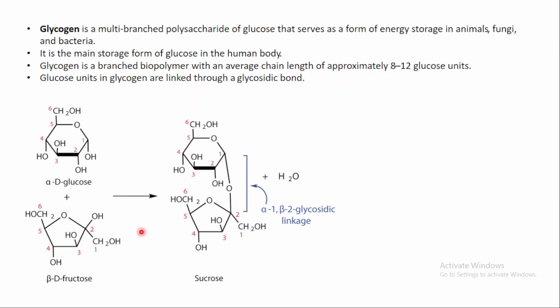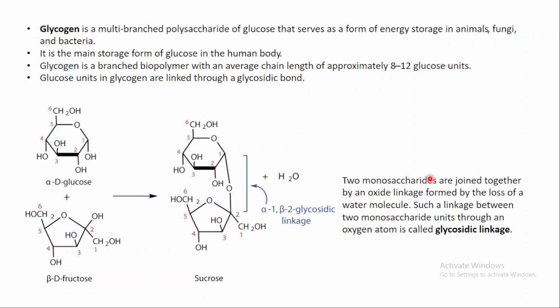So you see there is a reaction here which shows joining of two sugar molecules. This is alpha D glucose. This is a glucose sugar, and the lower one that you see is beta D fructose. So fructose sugar. A 5-membered ring and a 6-membered ring. Now they join together via the formation of a glycosidic bond. Now what is a glycosidic bond? Two monosaccharides. These are called monosaccharides. Two monosaccharides are joined together by an oxide linkage formed by the loss of a water molecule.